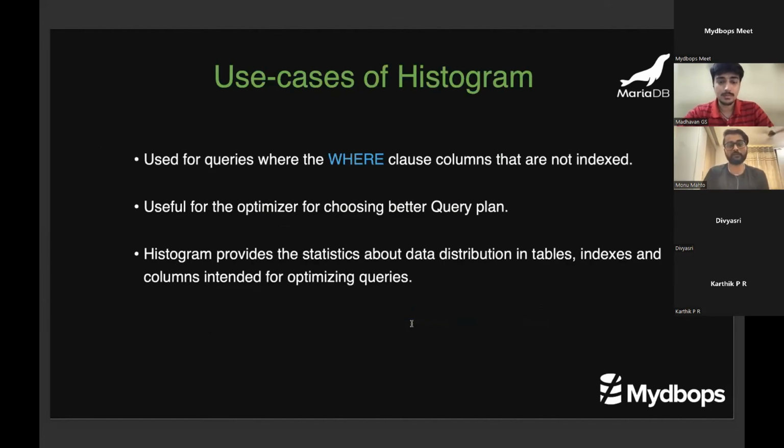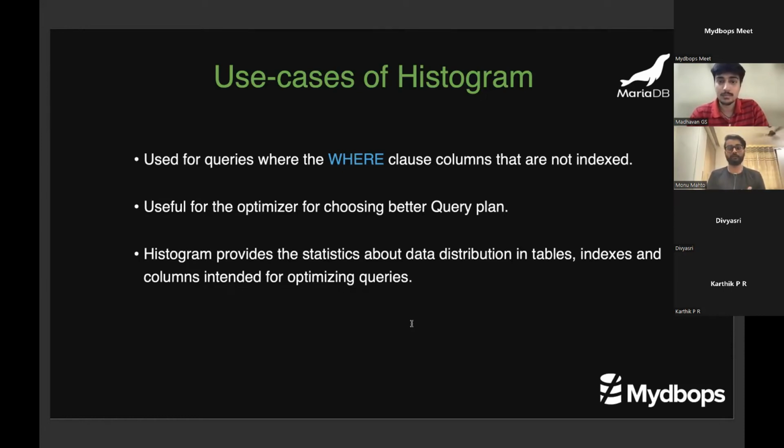Use case: as I told, the most common use case is when a query has a where clause on columns that are not indexed. In that case it will be used. And how can we choose which column to create the histogram on? That depends. When we have a column with an enum data type or a gender data type, we know they are going to have very few distinct values. For those types of columns we can create a histogram, and that will be useful when those columns are in the where clause and our optimizer is framing the execution plan. So this is one use case.